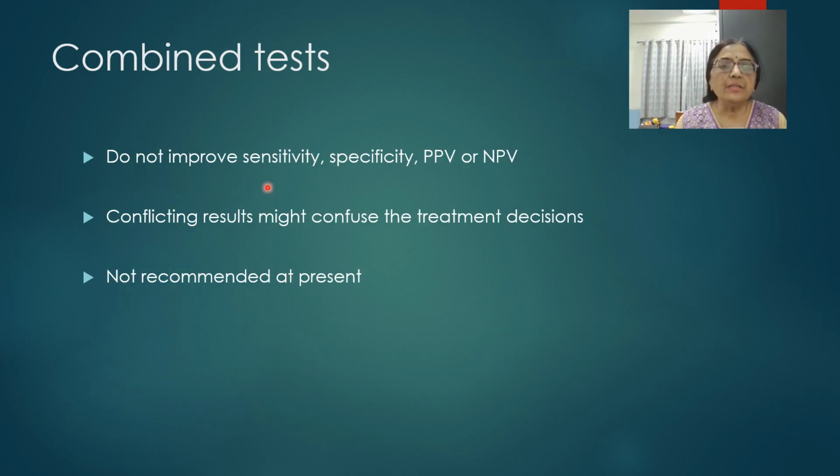Should we combine the tests? Unfortunately, that doesn't improve the sensitivity, specificity, positive predictive value or negative predictive value. On the other hand, conflicting results might confuse the treatment decisions. So combining the various tests in a single patient is not recommended at present.